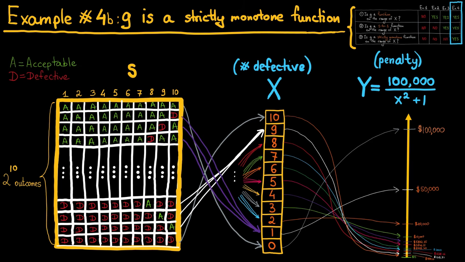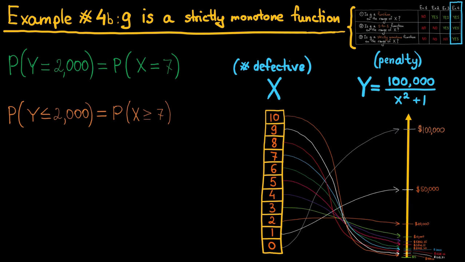In example 4b, we look at another strictly monotone function, but this one is strictly decreasing. And as you can see here, higher values of x get mapped to lower values of y. And that is true for any two values of x. That's what it means for our function g to be strictly decreasing. So what changes is just that second question now.